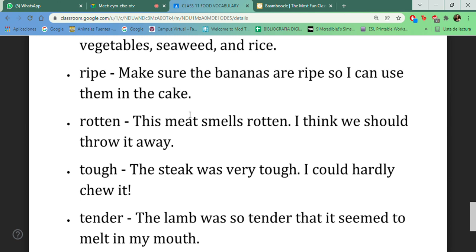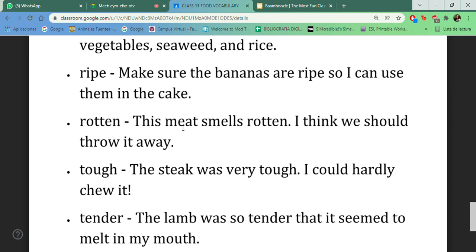Zombies. You have rotten meat from zombies. When you eat it, you get poisoned, for example. That is rotten meat. Very good. Then we have tough. The steak was very tough. I could hardly chew it.